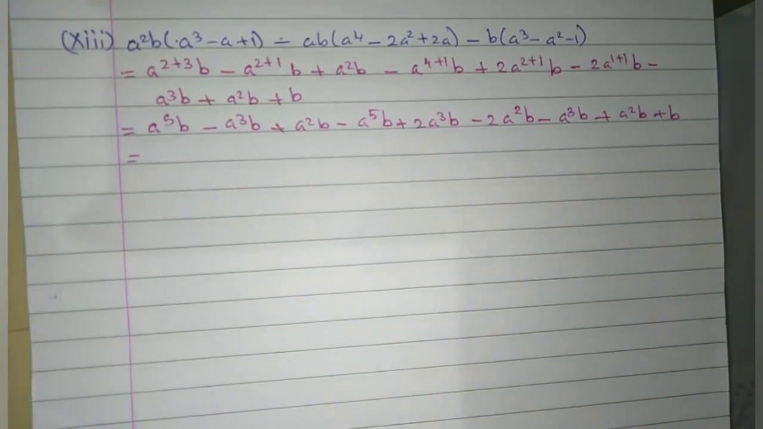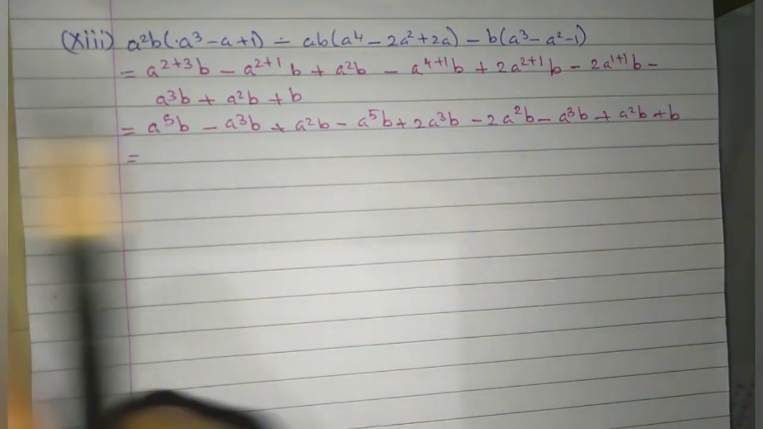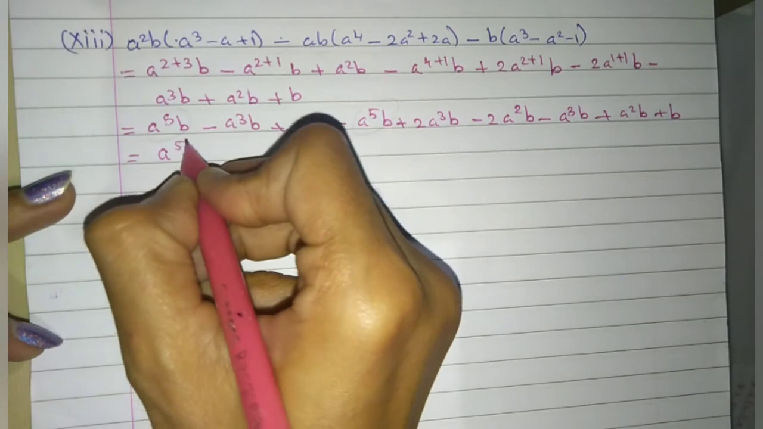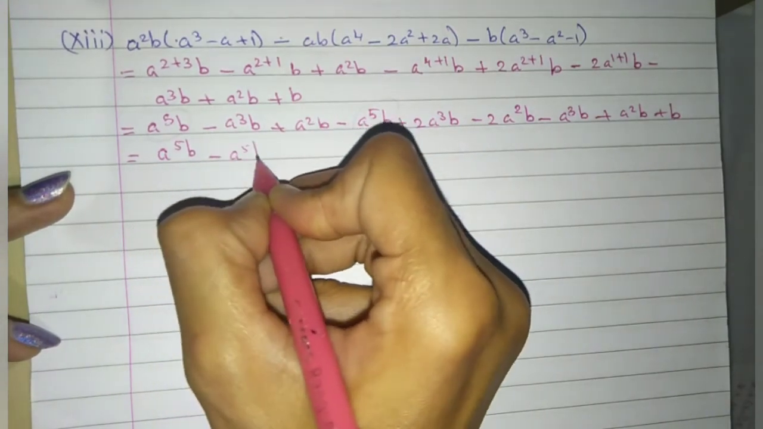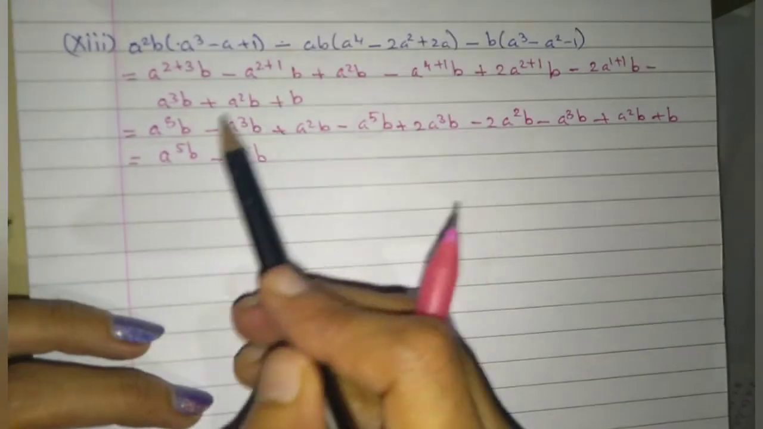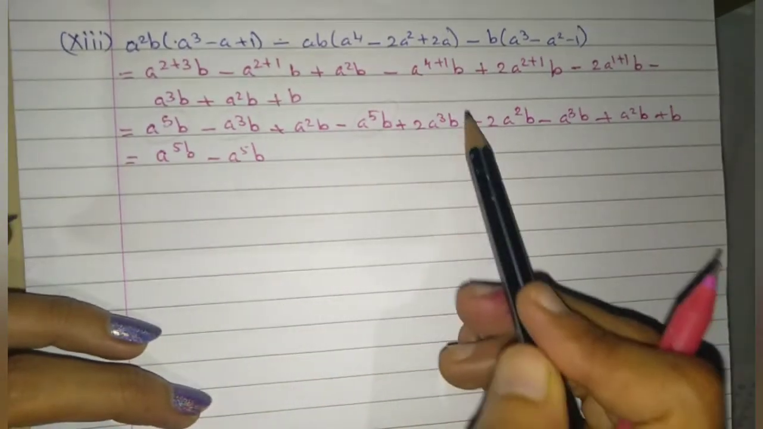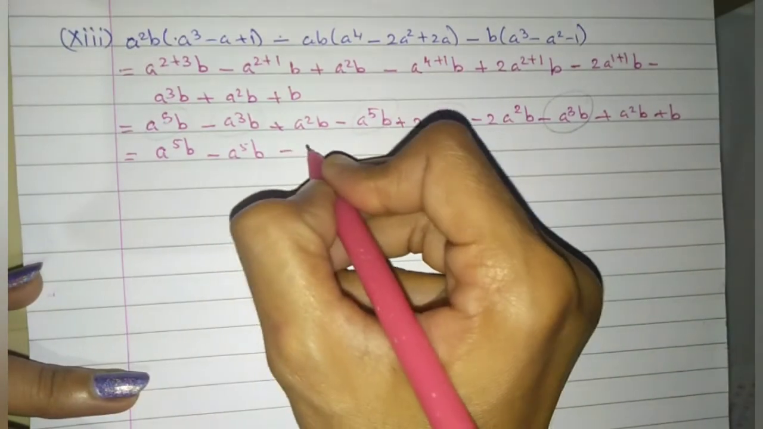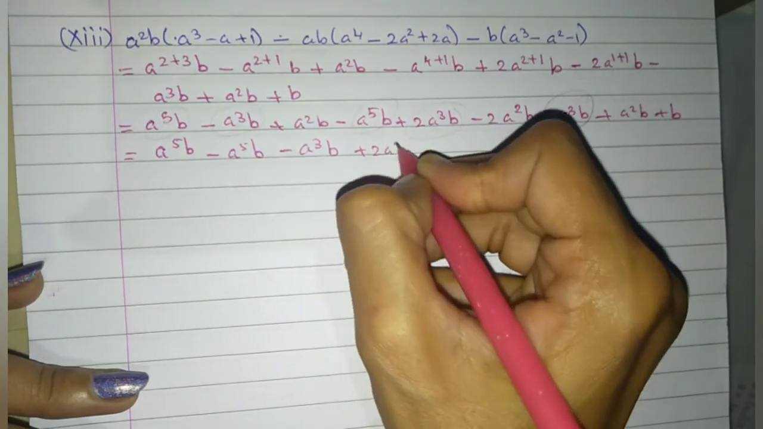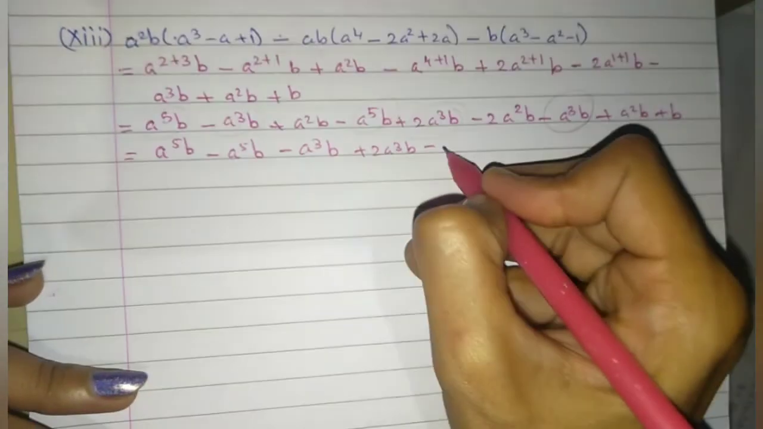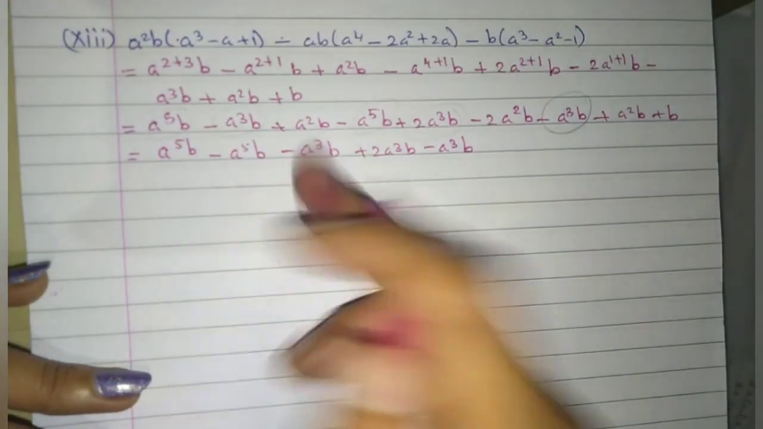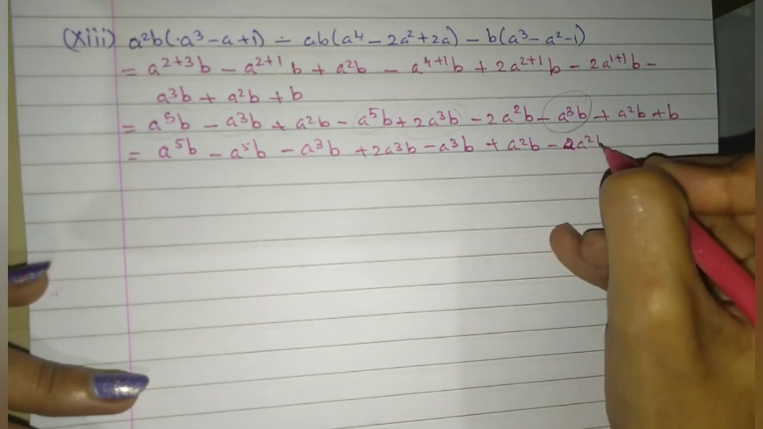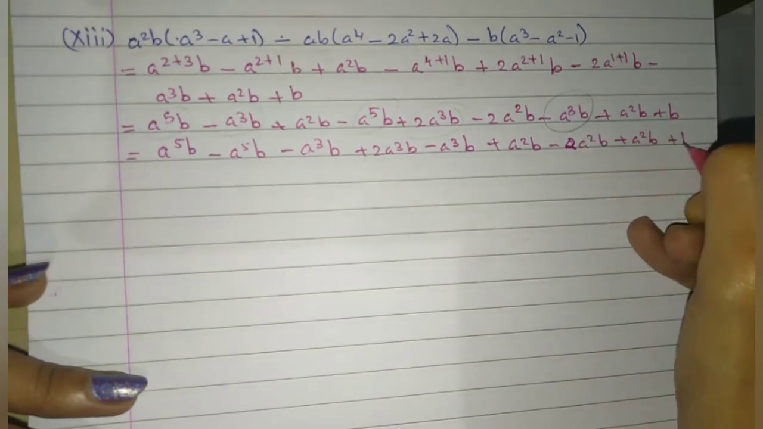Now same values we'll write together, which is first for a raised to 5. So same a raised to 5 b minus a raised to 5 b. Now for the cube, a raised to cube b and this one. Okay, another one is also there here. So minus a cube b plus 2 a cube b minus a cube b. Now a square b plus a square b minus 2 a square b plus a square b and plus b.